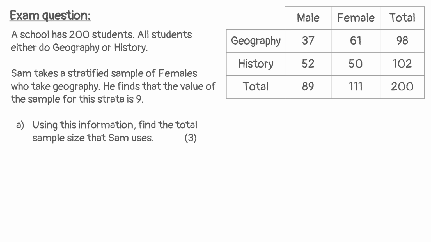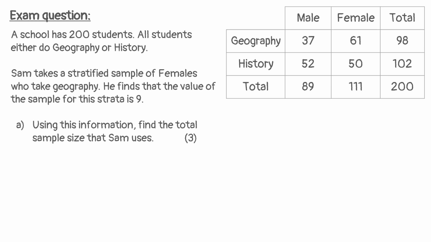So let's read the question. A school has 200 students. All students do history or geography, not both. Sam takes a stratified sample of females who take geography. He finds that the value of the sample for the strata is 9. Using this information and the table on the right, find the sample size that Sam uses.